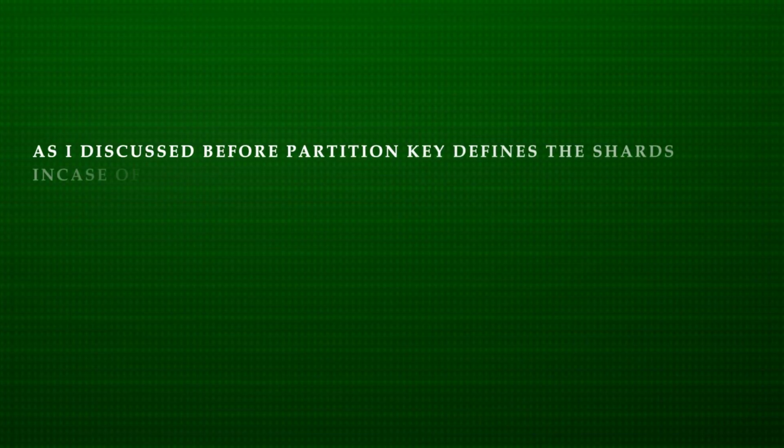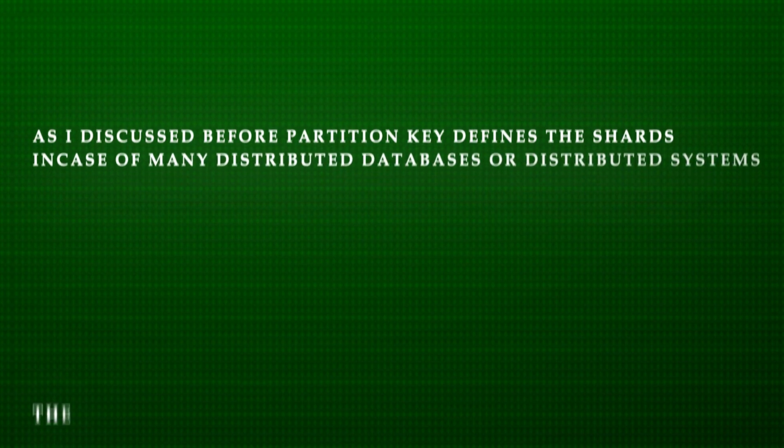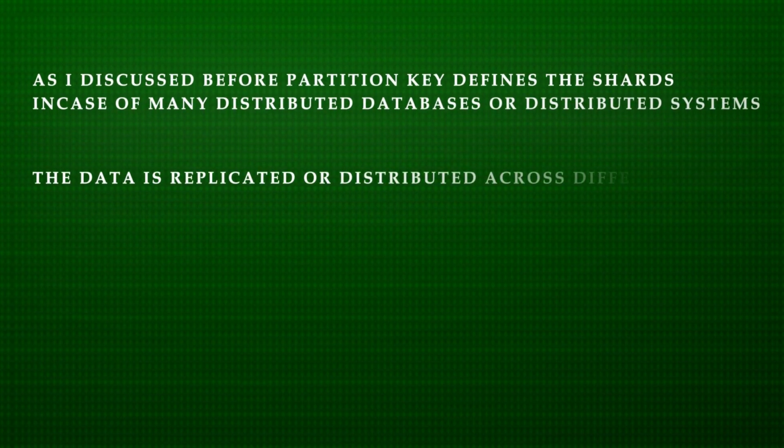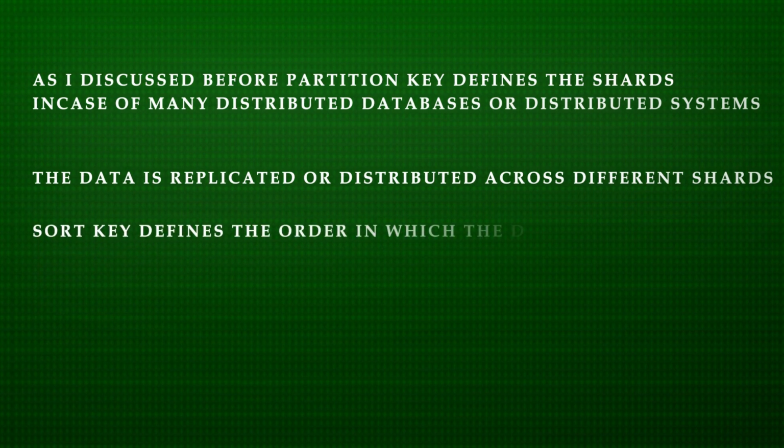So as I discussed before, partition key defines the shard. In case of many distributed databases or distributed systems, the data is replicated or distributed across different shards, and sort key defines the order in which the data is sorted within the shard.